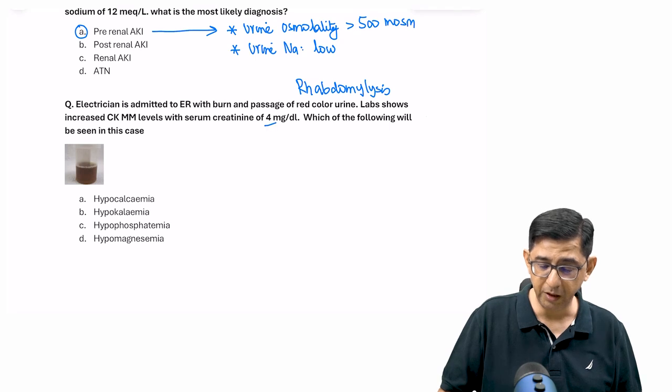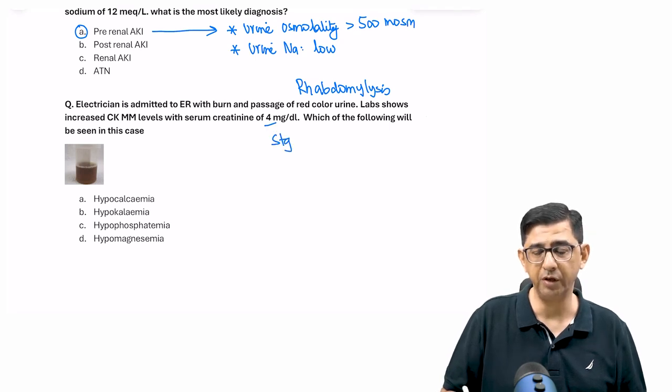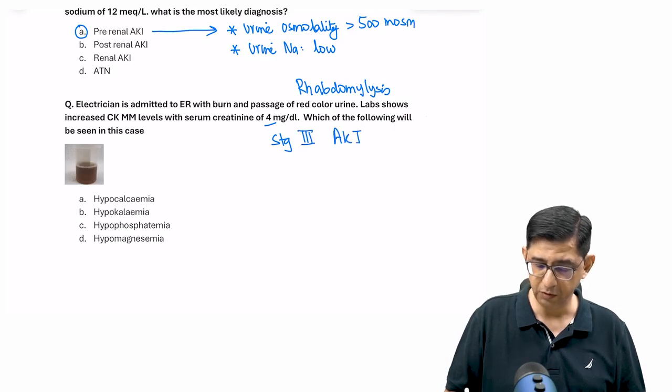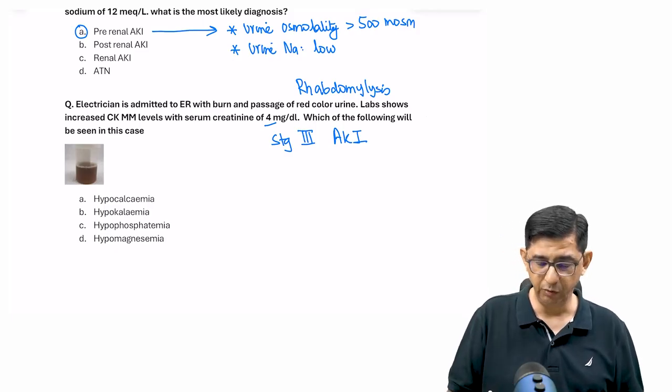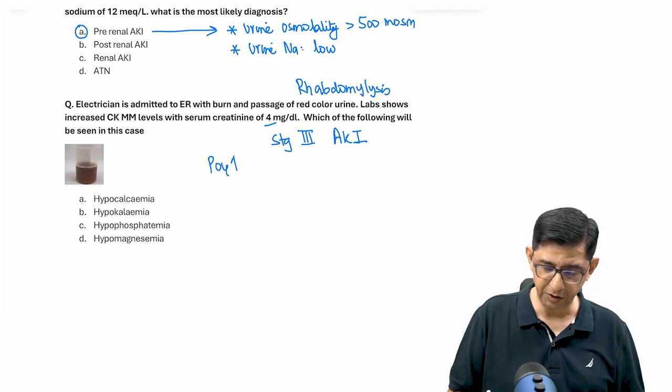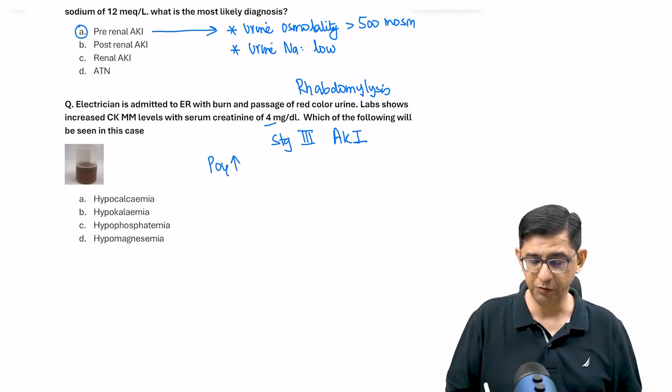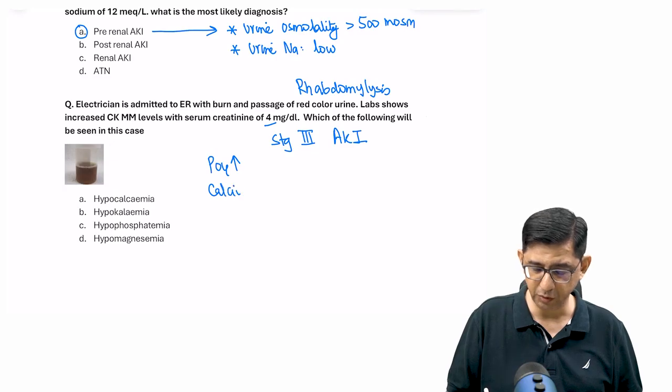The serum creatinine is 4. So that tells me that the person has already gone into stage 3 of acute kidney injury. And he says, which of the following will be seen in this case? So when kidneys will fail, then the phosphate of the patient begins to rise. And this phosphate will chelate with calcium. So therefore, there would be calcium decreasing.